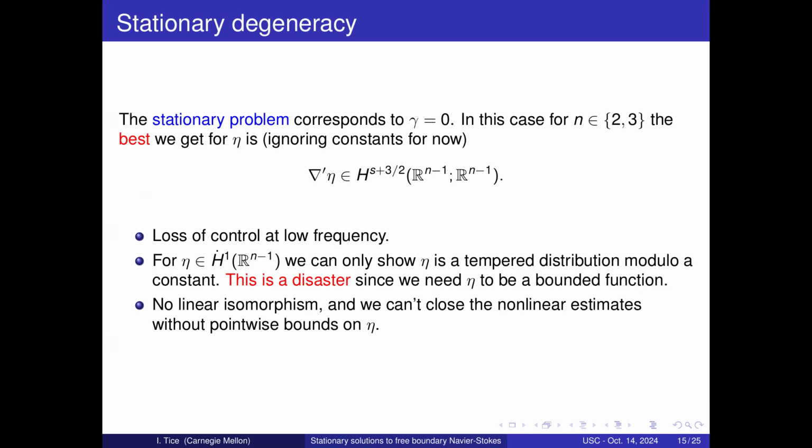Moreover, in this context, when gamma is equal to 0, we don't have a good isomorphism, and it seems that the nonlinear estimates that we would want to close the implicit function theorem argument aren't going to work. Okay. Well, so Giovanni and I, in our initial work on this, just said, okay, well, fine. The stationary problem doesn't work. We'll kick this down the road.